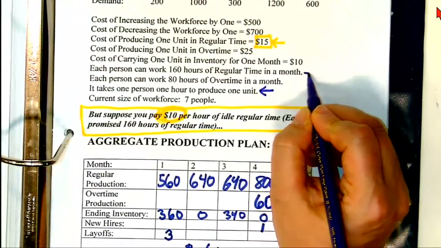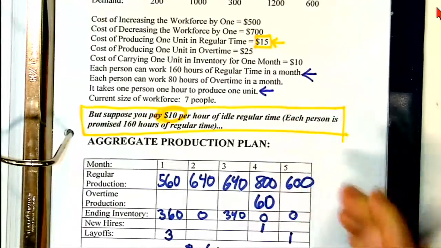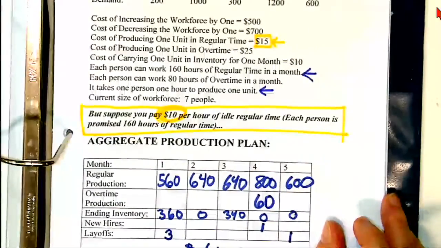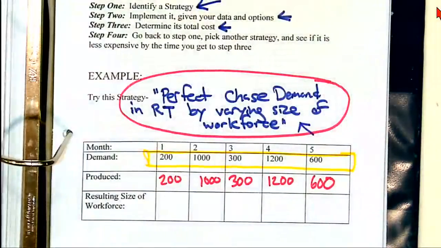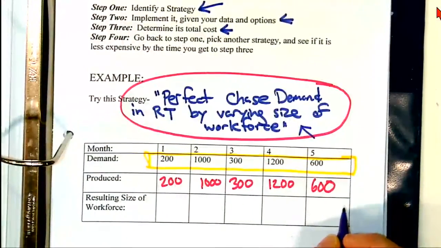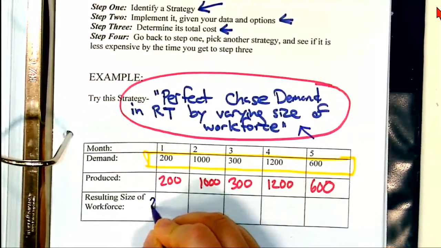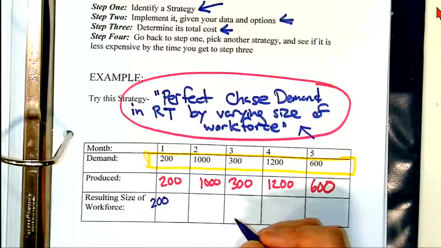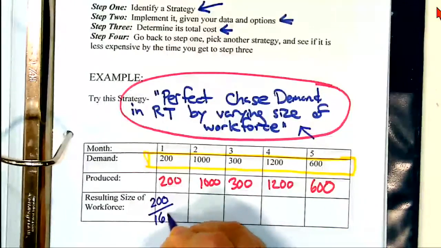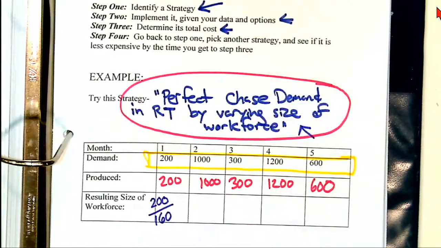If we're working in regular time, that means that each person can provide 160 hours, which means each person can produce 160 units. I just use logic here, step 2, to figure out how many people you would need. In the first month, we want to produce 200. Each person can provide 160, so divide 160 into 200.